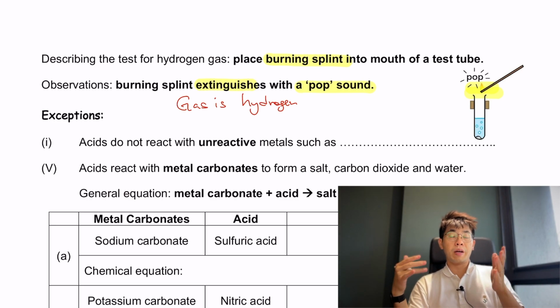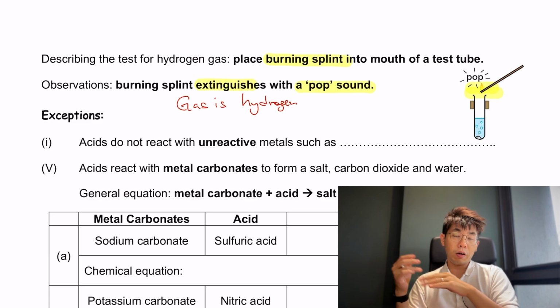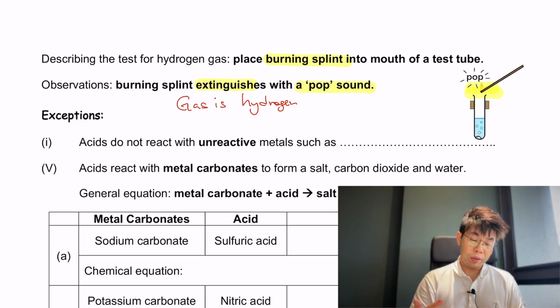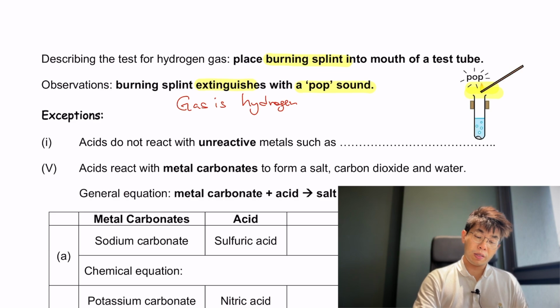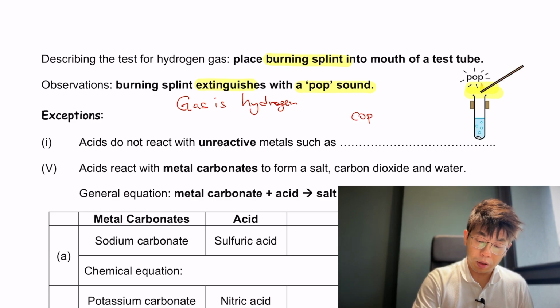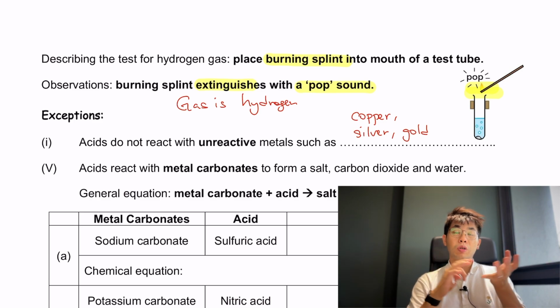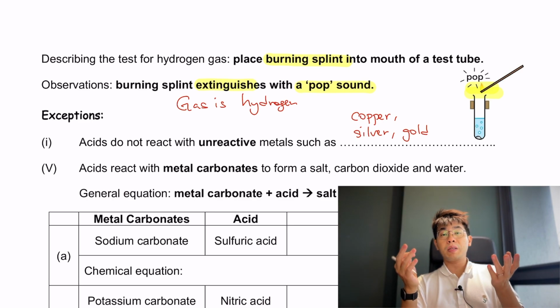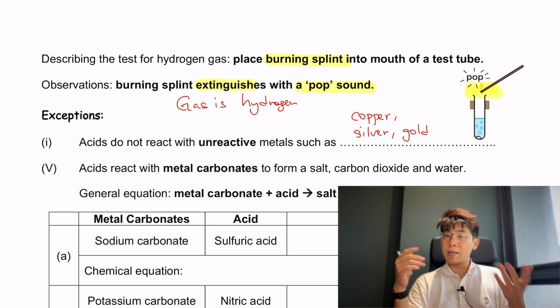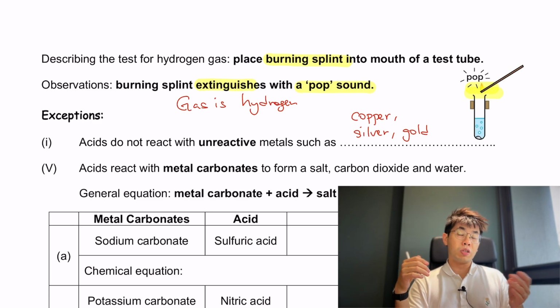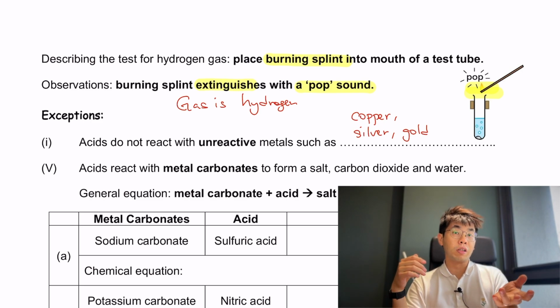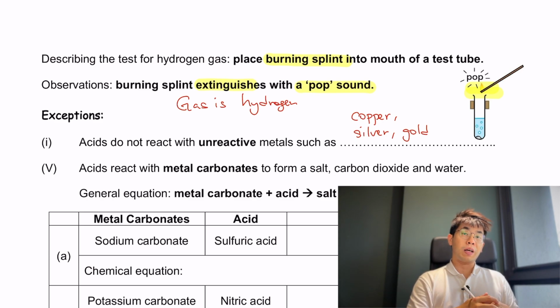Now, acids react with reactive metals. However, there are three metals that we commonly know that do not react with acid, and these three metals are copper, silver, as well as gold. I would like to call them the Olympic metals: the gold, the silver, and then bronze, which is actually made of copper, right? These three metals are not reactive, so they will not react with acid. And there's something very interesting about these three metals that you can find out in the periodic table. Let's see whether you can find it out.